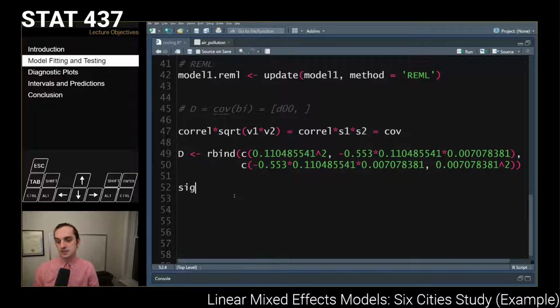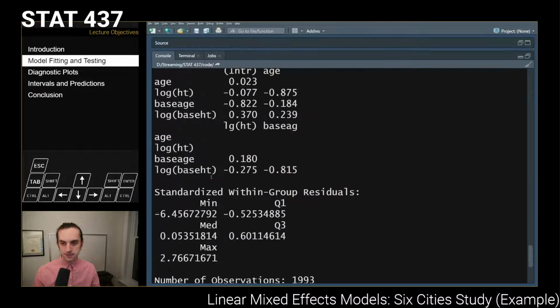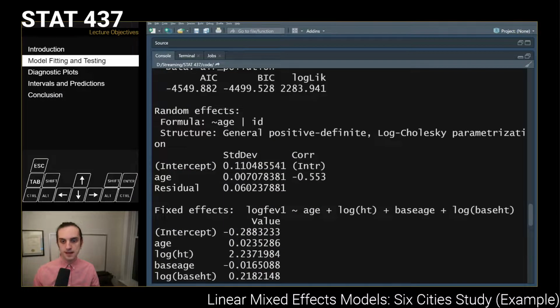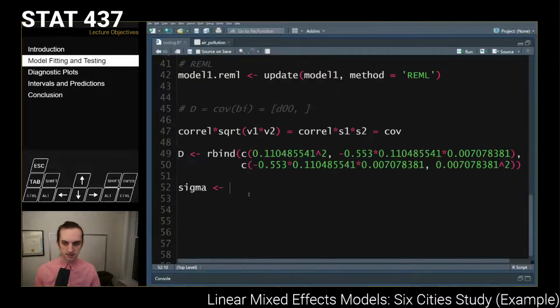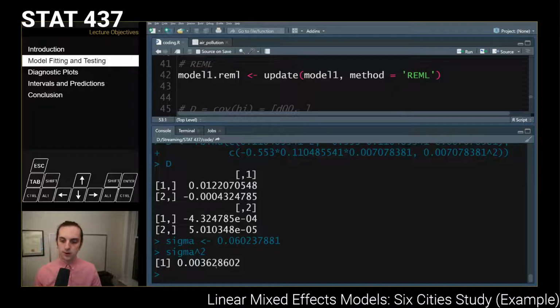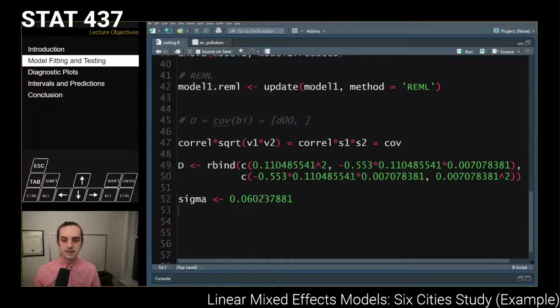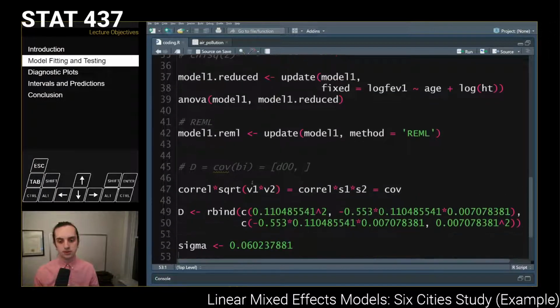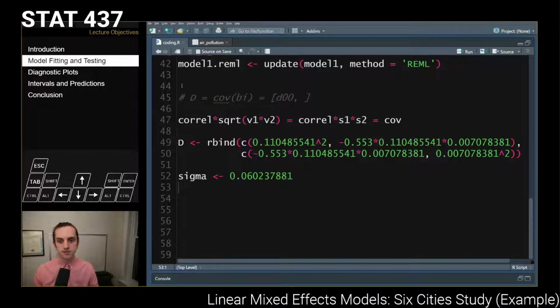In terms of our sigma squared value, the sigma value we get in that same table, come up here, is the residual term. So the residual term squared gives us our sigma squared value. So this is 0.06, and so if we're estimating what the variance is, we would take sigma squared and see that it's roughly 0.0036. Okay, and so that's the general way of reading off those random effects parameters.